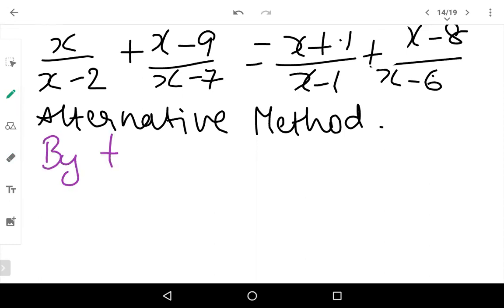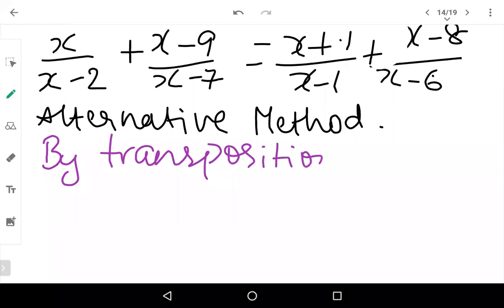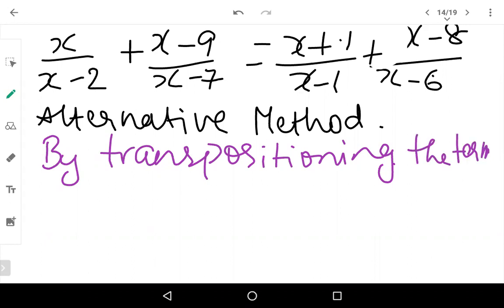By transpositioning, now what am I transpositioning? Okay, that I have to first understand. By transpositioning the terms. Now if you see the first expression, x by x minus 2, and the first expression here, that is x plus 1 by x minus 1, these both have 1 and 2 numbers only which is there.